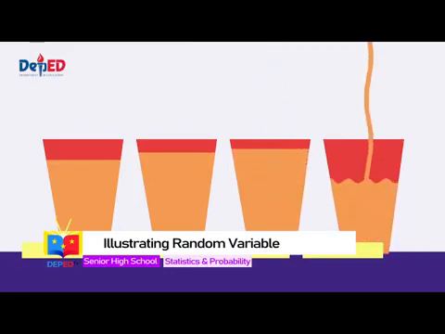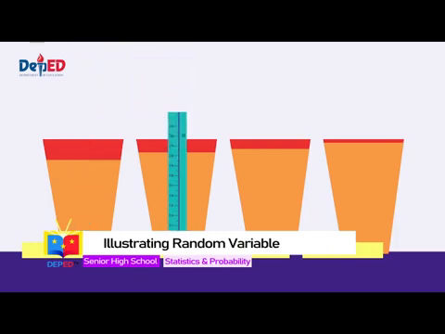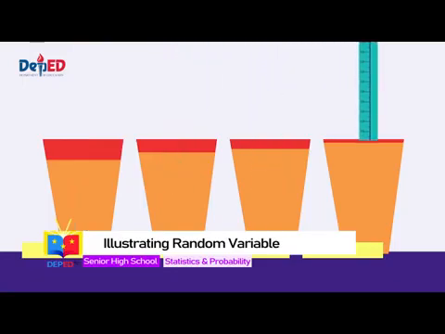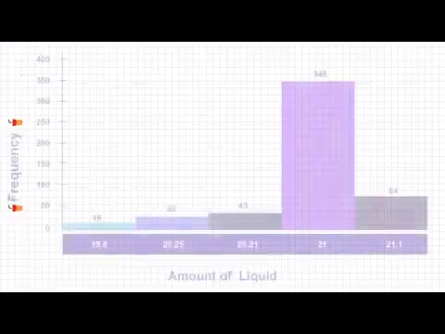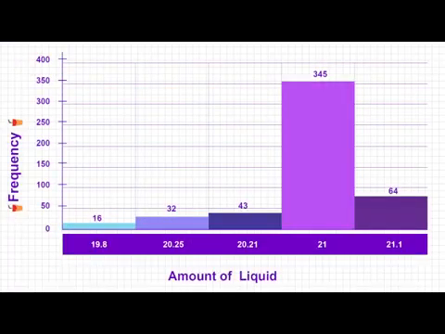We don't know exactly how many ounces of liquid will be in each guest's drink, but we do know something about the process that generates the amount of liquid. You were curious and started measuring the amount of liquid in each container and found out the amount of liquid in the first container is 19.8 ounces. The second container, 20.25 ounces, followed by 21 ounces and 21.1 ounces, and so on until you measured all. After measuring the amount of liquid in all containers, you created a histogram of the amount of liquid in all the containers to have a better view of the result.